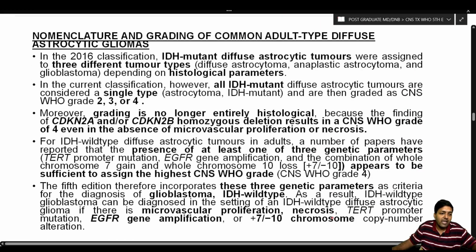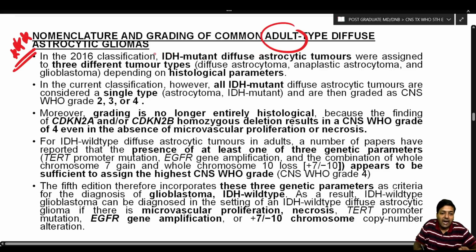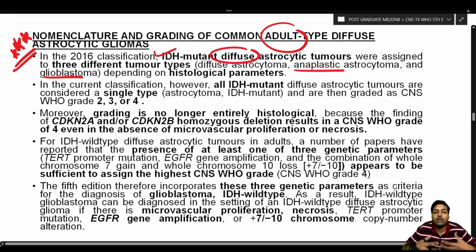Now the third important change, as I already said, is the nomenclature and the grading of common adult type diffuse astrocytic gliomas. If you see in the 2016 edition, the IDH mutant diffuse astrocytic tumors were assigned to three different tumor types: diffuse astrocytoma, anaplastic astrocytoma, and glioblastoma. So there were three different types according to the grade, and that depended on histological parameters only: whether atypia was present or not, whether anaplasia was present or not, whether microvascular proliferation or necrosis was present. Depending on that, there was grading.